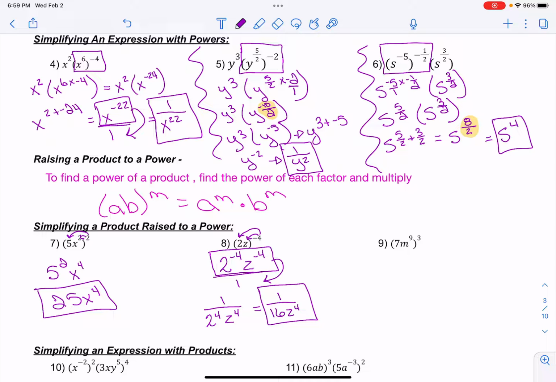And our last one, 7m to the ninth raised to the third power. That 3 has to go to both pieces on the inside. So we have 7 to the third power. And then that m, remember, we have to multiply our exponents since it is a power raised to a power. So we have 7 cubed m to the 27th. And then final step, make sure we simplify that 7 cubed, which is 343 m to the 27th. We don't have any negative exponents, so we don't have to worry about bringing anything down.